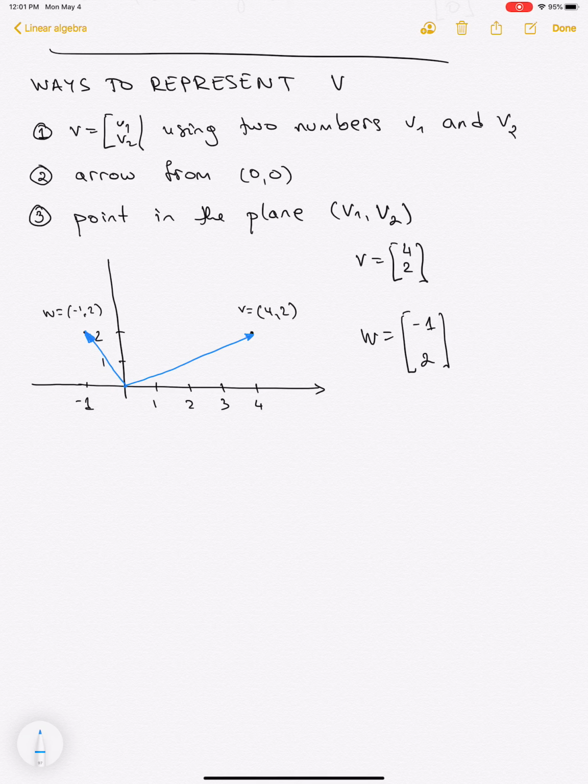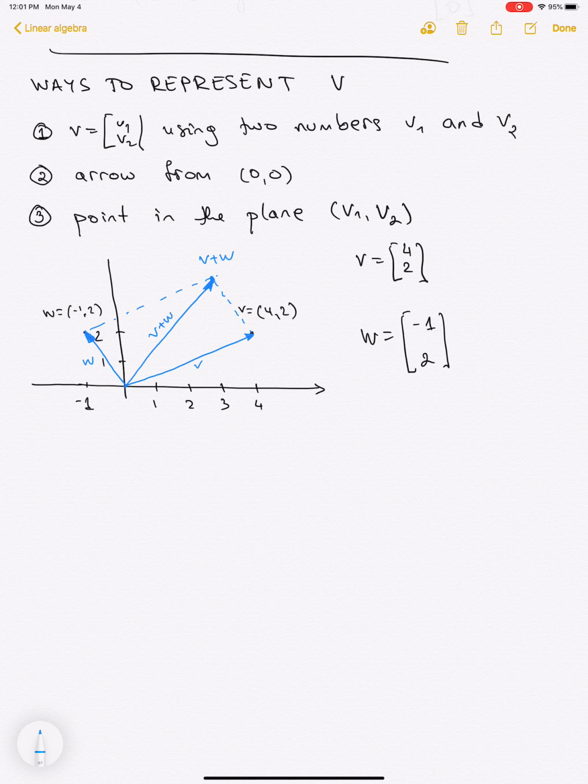Now, how could we represent their addition? Hopefully you have seen this in high school. The addition would be, so this is v and this is w. If I were to copy v but starting at the end point of w, and then copy w starting at the end point of v, they'll meet at some point. That point will be v plus w. So the arrow that corresponds to the sum would be the diagonal of the parallelogram. So this is v plus w. And this is something typical that you would likely have seen in high school.